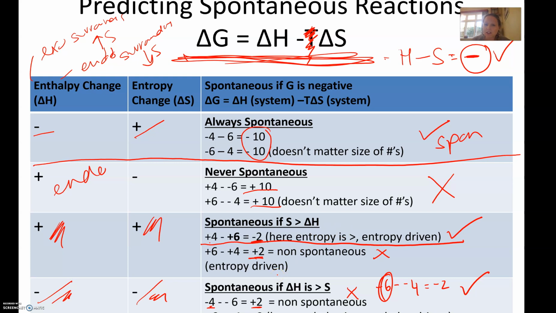So I know this is a lot to take in, but it's literally purely maths, and that's what I'm trying to show you here: if you do H minus TS and you get a negative value, you could plug in any numbers you want in your exam to check it. That'll tell you if the reaction is possible to be spontaneous. And to be spontaneous, the G must be negative.